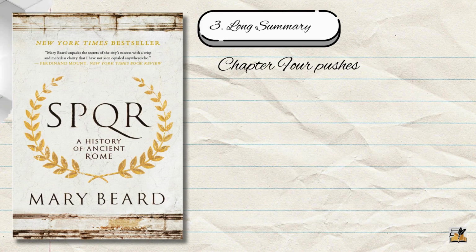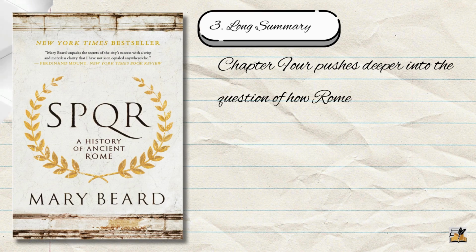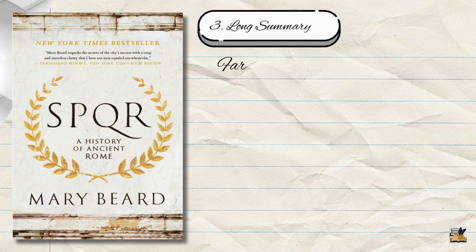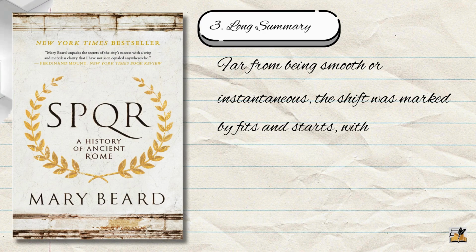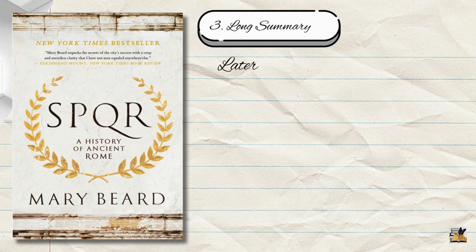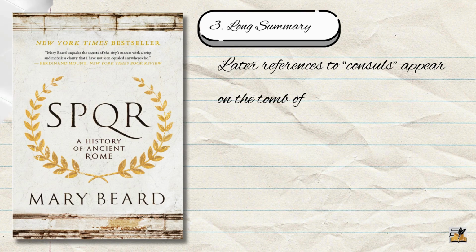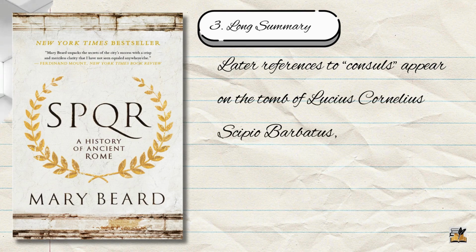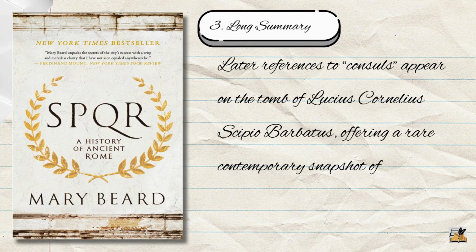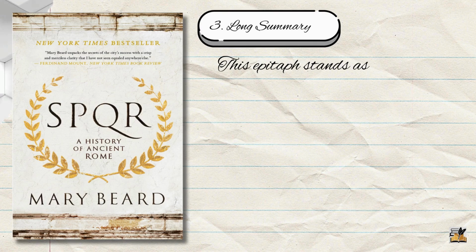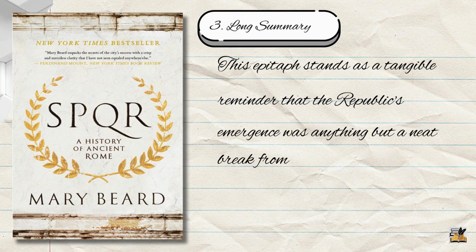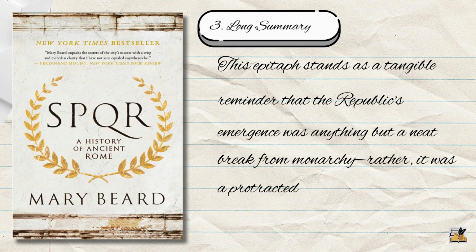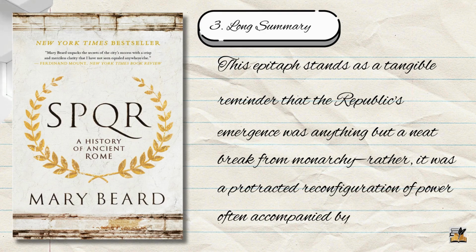Chapter 4 pushes deeper into the question of how Rome transitioned from kingship to a republican system. Far from being smooth or instantaneous, the shift was marked by fits and starts, with offices such as chief praetor and dictator coexisting or overlapping. Later references to consuls appear on the tomb of Lucius Cornelius Scipio Barbatus, offering a rare contemporary snapshot of shifting power structures. This epitaph stands as a tangible reminder that the Republic's emergence was anything but a neat break from monarchy. Rather, it was a protracted reconfiguration of power, often accompanied by violence and upheaval.